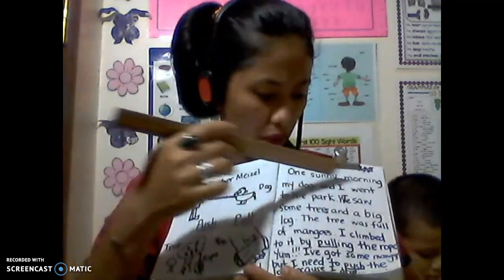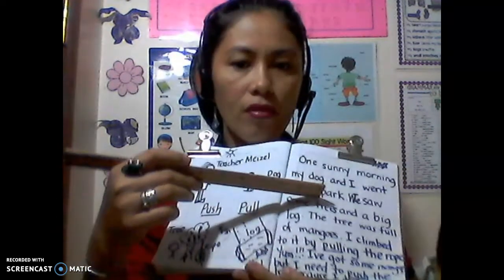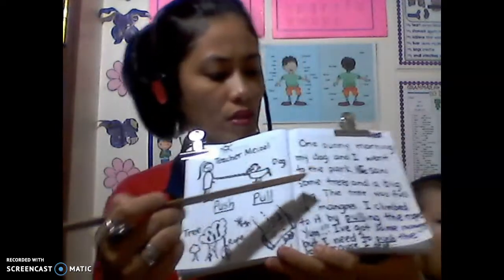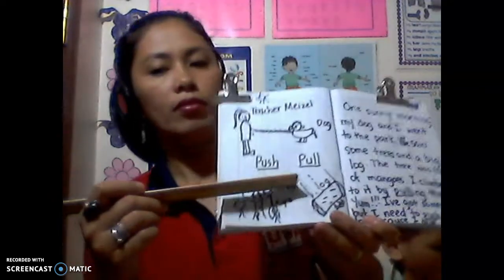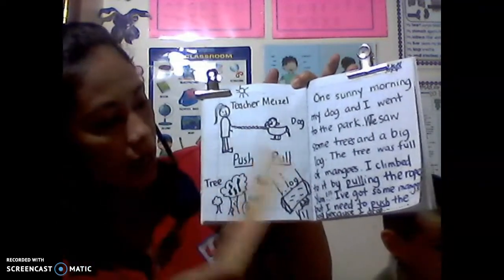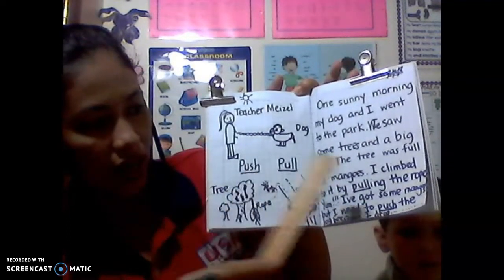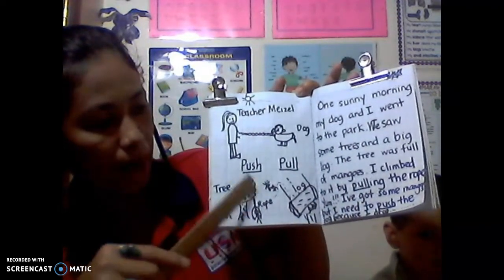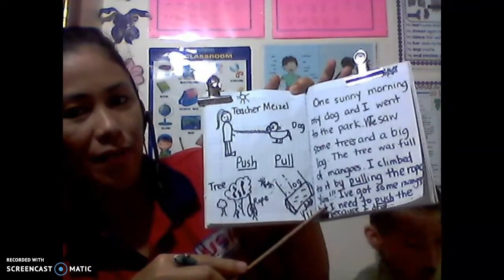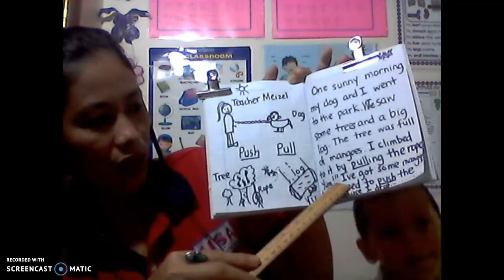One sunny morning, my dog and I went to the park. We saw some trees and a big log. Here's the log. The tree was full of mangoes. So again, this is a mango tree. I climbed it by pulling the rope. The teacher climbed the tree by pulling the rope. Yum, yum, yum. Now I got some mangoes.